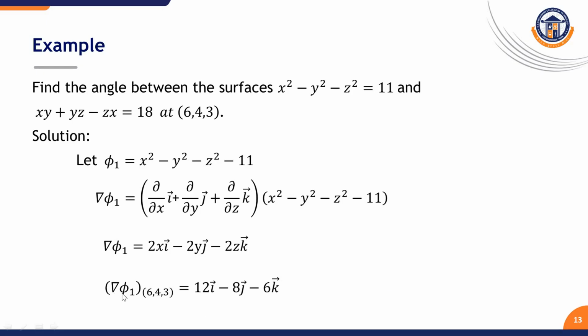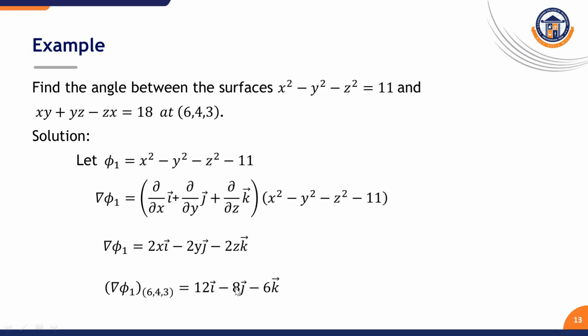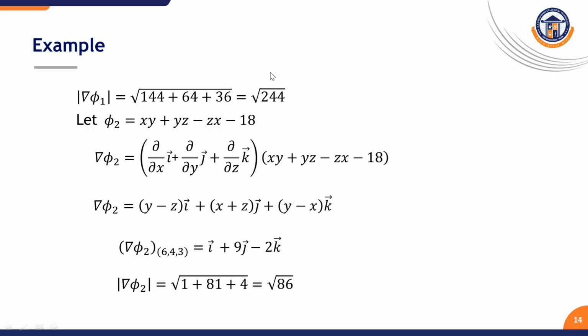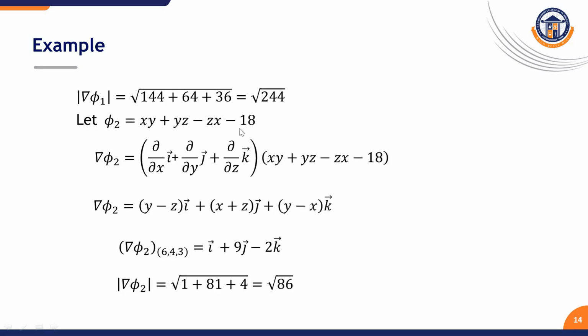Next to find modulus of del phi 1. Modulus of del phi 1 is nothing but square root of i coefficient squared plus j coefficient squared plus k coefficient squared. So we get modulus of del phi 1 is square root of 12 squared is 144, plus 8 squared is 64, plus 6 squared is 36. Adding this we get root 244. Next phi 2, the second function is given by xy plus yz minus zx equal to 18. 18 is moved to the opposite side, we get minus 18.